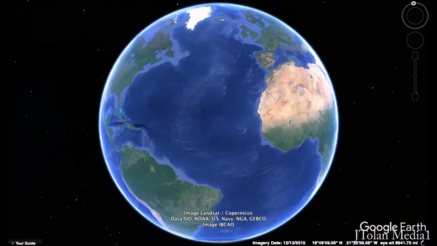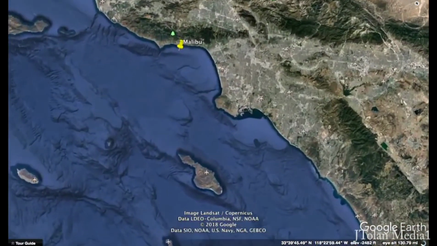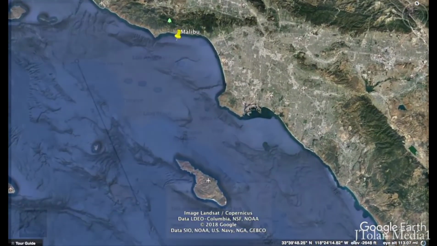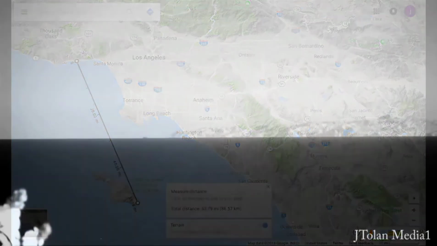Hello everyone, thanks for watching. We're zooming in on Malibu, California. I was out here in February with my infrared camera. What you're about to see is a time-lapse that I did looking towards the tip of Catalina as shown on this map, over 54 miles away. Have a look, simply incredible.